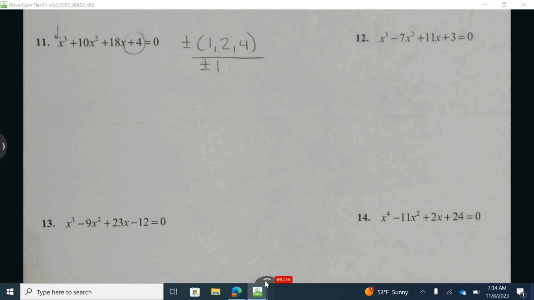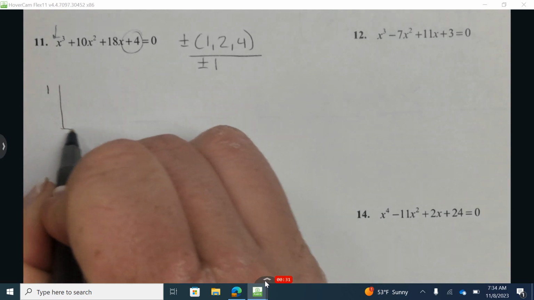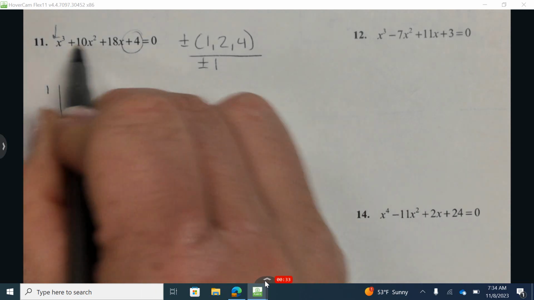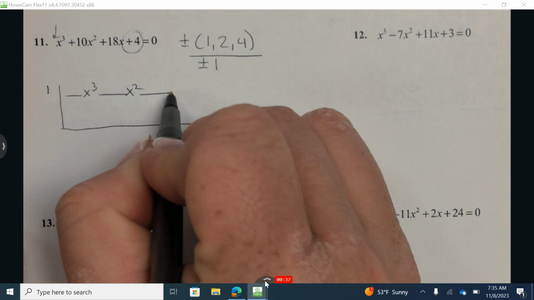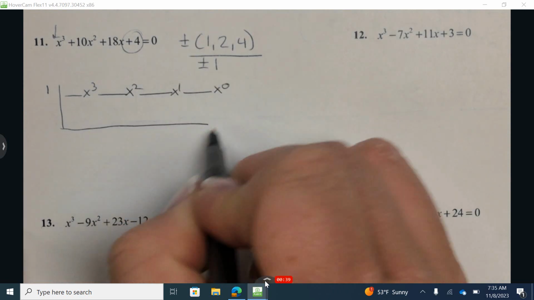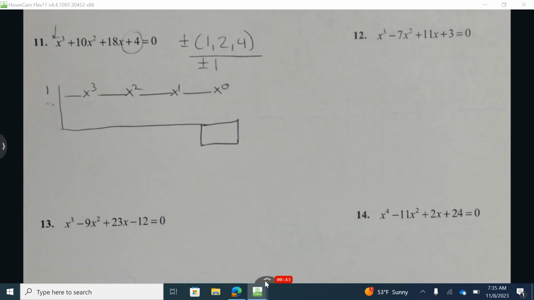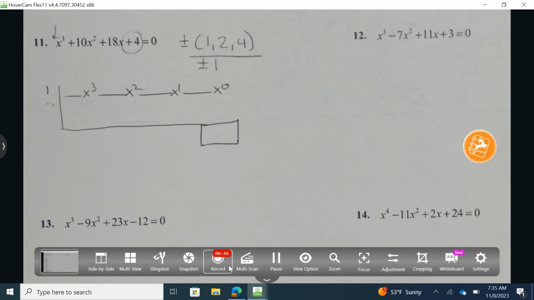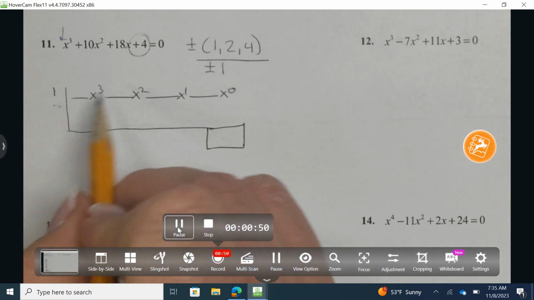So let's get started by testing the number 1. The highest degree here is 3, so something to the third, something to the second, something to the first, and to the 0. I want to know what is the solution. It needs to be 0 if this is going to be a solution. Let me grab a pencil, so I can be lazy here and go back and test.